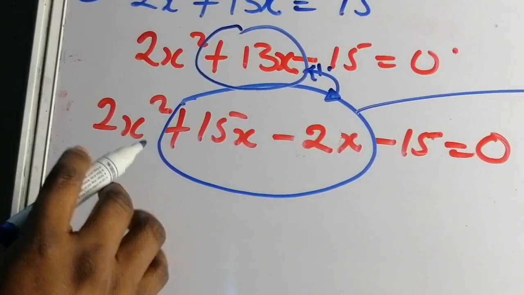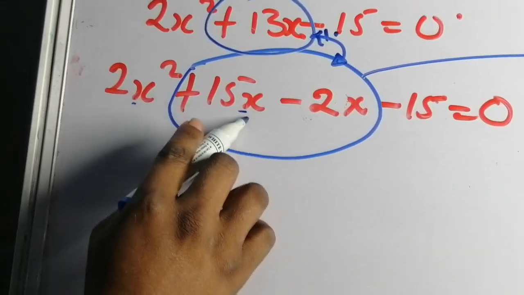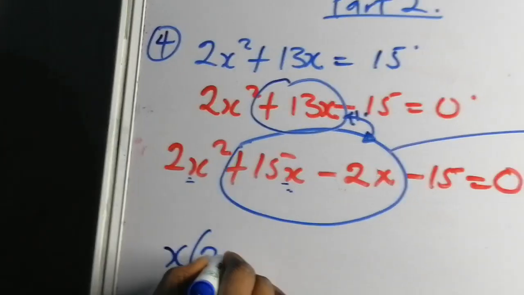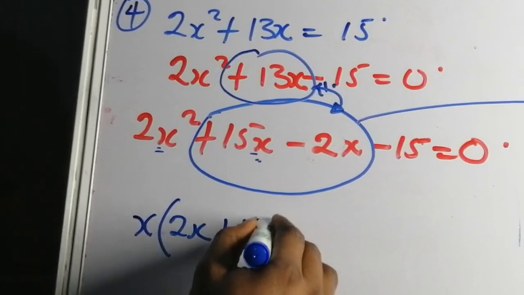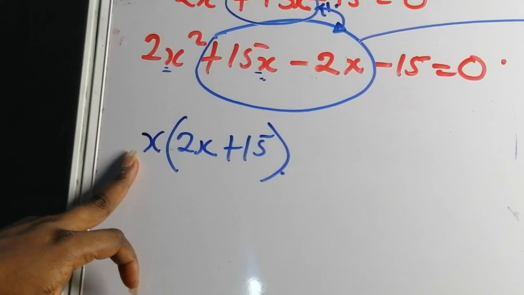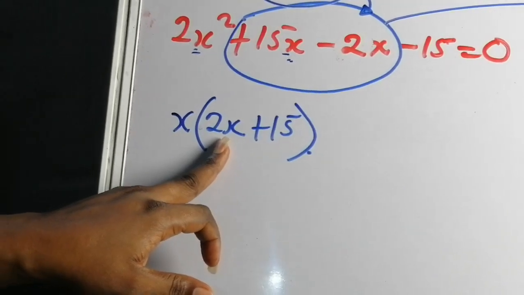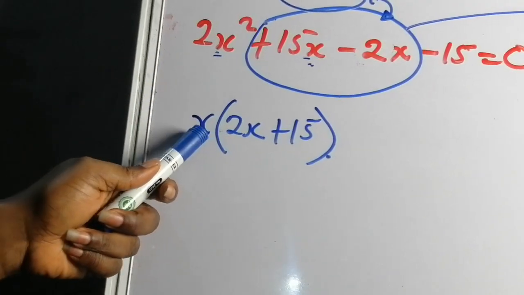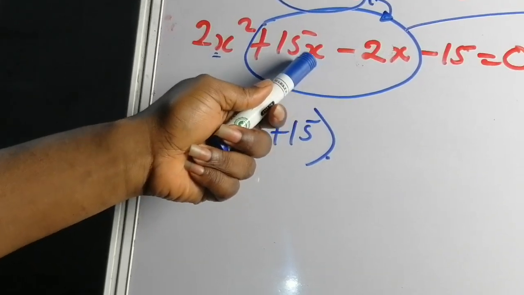Now I look at it very well. I'm factorizing. x is common here. I bring out one x, so it will remain 2x plus 15. Do you see it now? If I expand the brackets, x times 2x will give me 2x squared, and x times 15 will give me 15x.